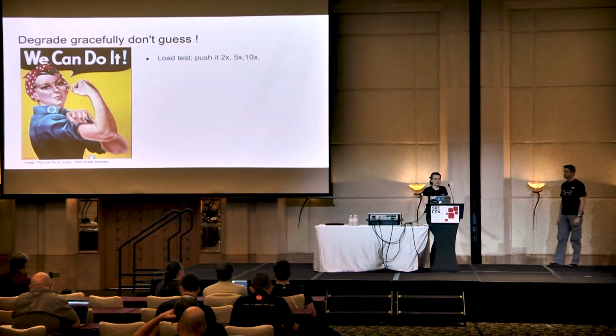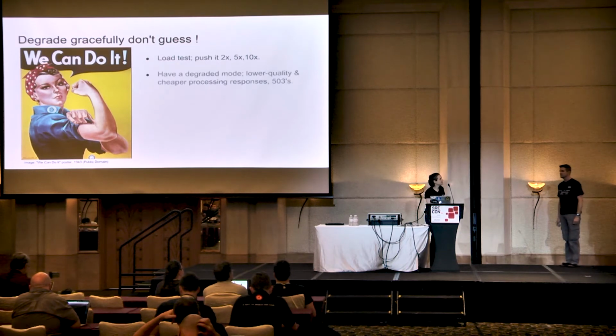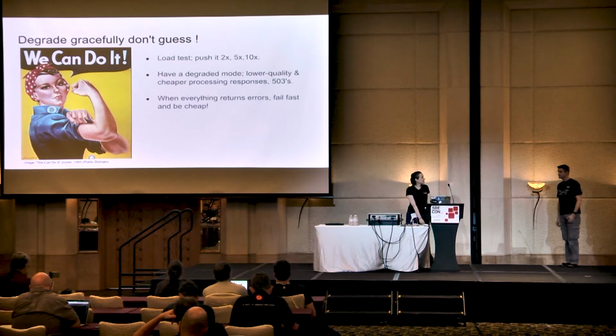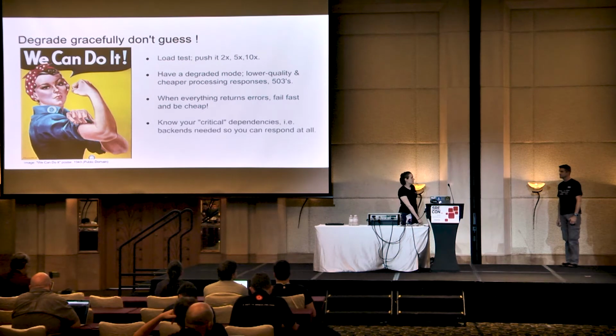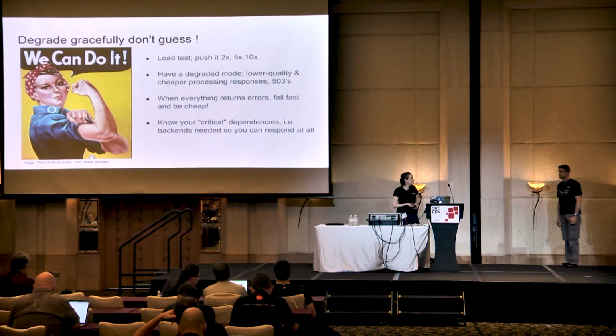Load test it, measure it, know how much you can serve. Have a degraded mode. In some way be able to say lower quality or cheaper. When everything returns an error, fail fast and be cheap. Know your critical dependencies, super important. Look at mitigating the ones you can. Anything that's critical that's left is functionally critical. You need to be able to do something useful about them, but know what they are.